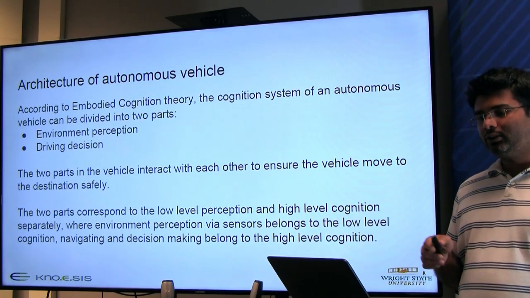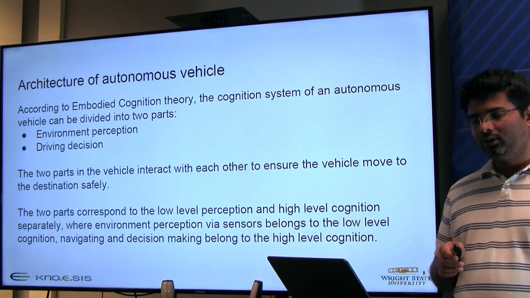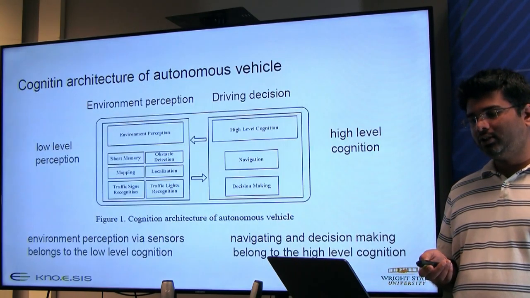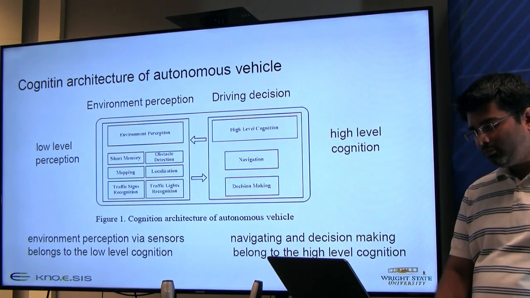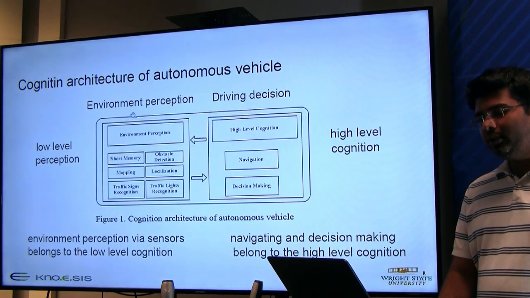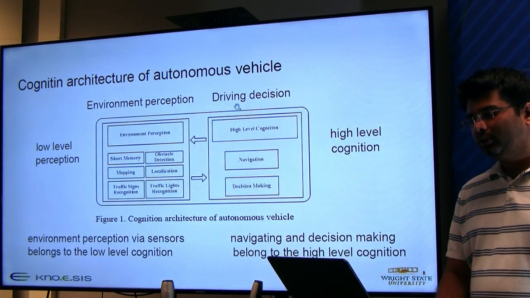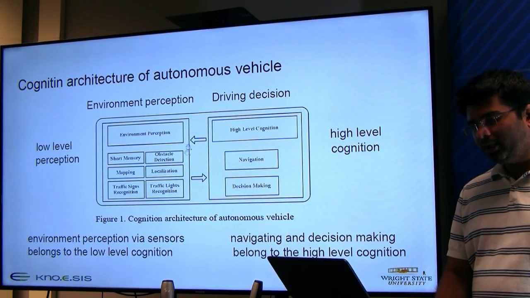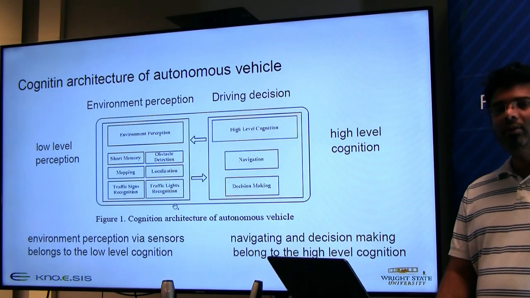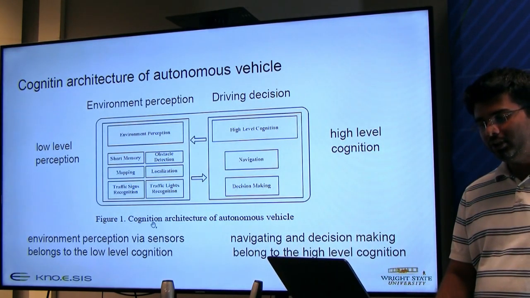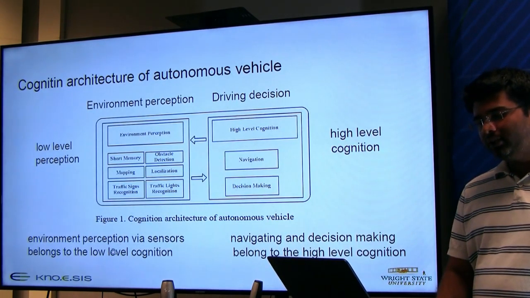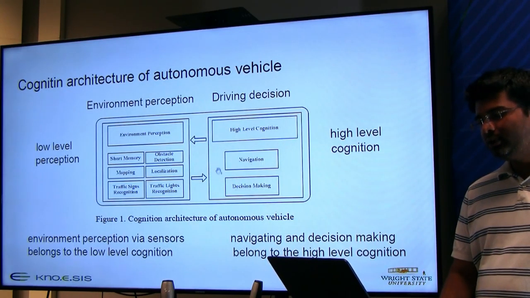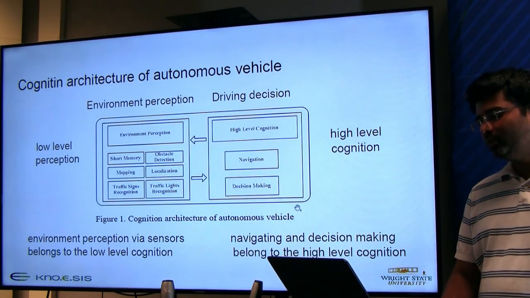So this is the architecture of an autonomous vehicle. Too much text, but if this doesn't make sense, this is what is being broken down, and it's a very important point. One part is environment perception, another part is driving decision. The perception part will be done with the help of sensors, including cameras and everything, and these are low-level perception as well as low-level cognition. And the decision-making part, or the driving decision part, that is navigation and decision making, comes as high-level cognition.